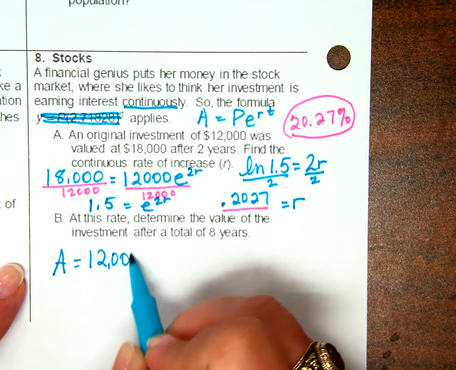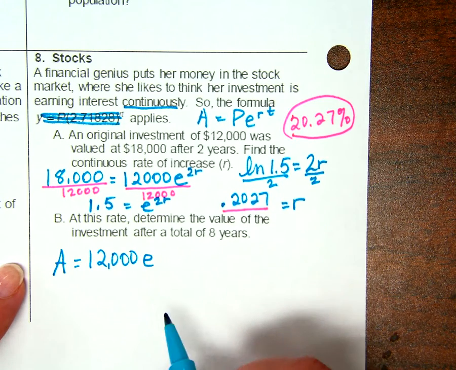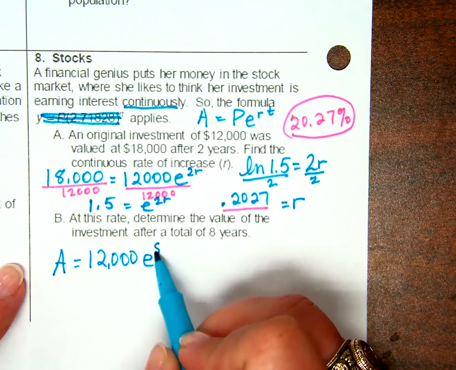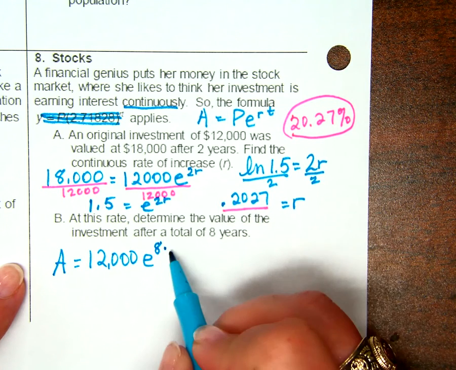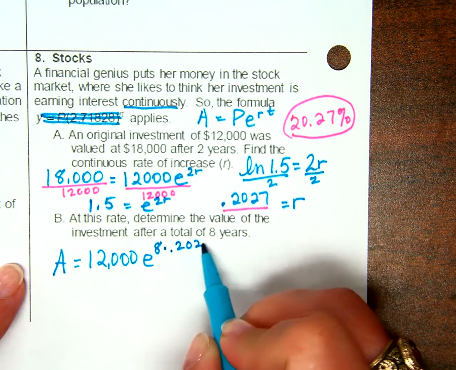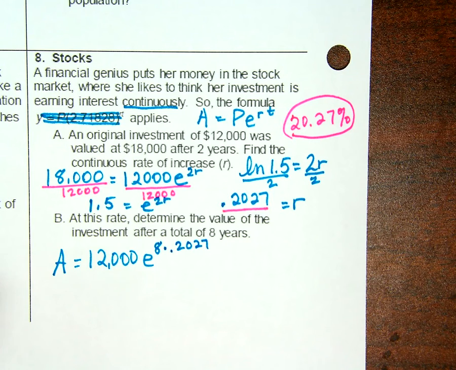So A equals 12,000 e to the 8 times 0.2027. Oh, well, that's just super cinchy, isn't it? That's not asking us to use logarithms at all, right? That's asking us to use exponents. Ah, it's a good thing we already studied them.